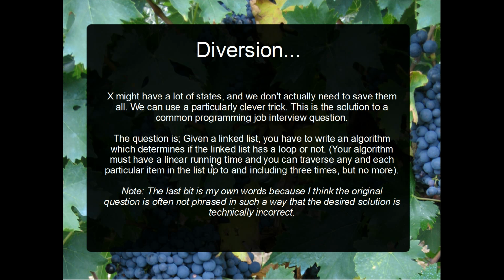But your algorithm has to run in linear running time, that's with regards to big O notation, and you can traverse any particular item in the list up to and including 3 times, but no more. Okay, I think that's right. The point is basically you've got to find a loop in a linked list. Or return that the list has no such loop.